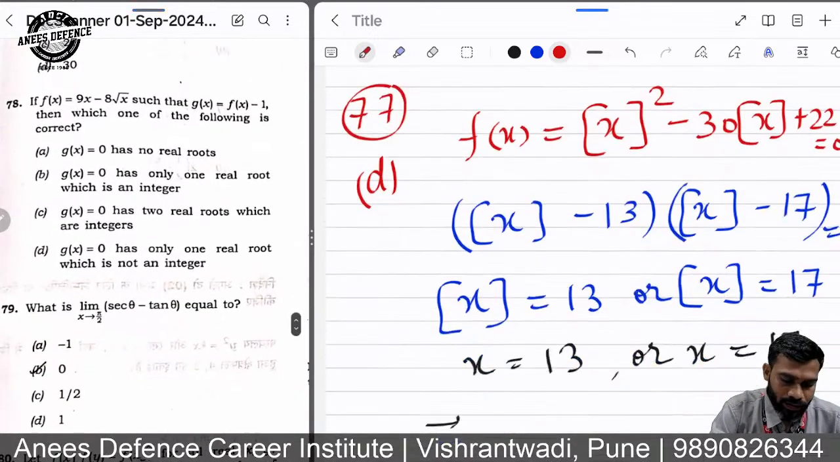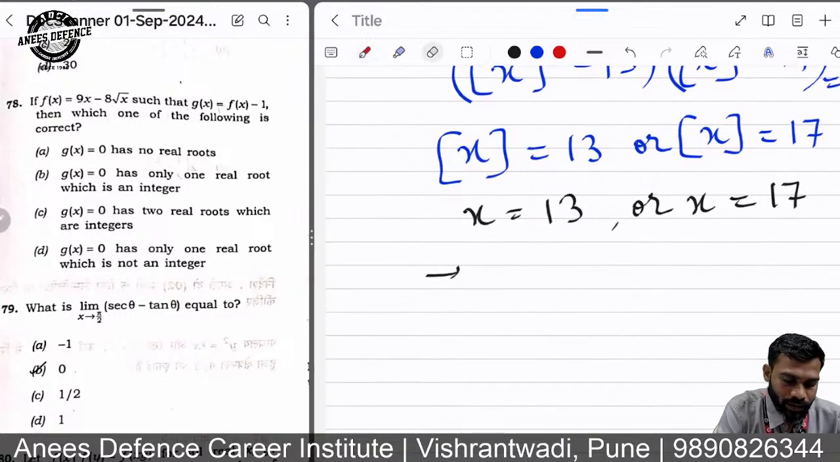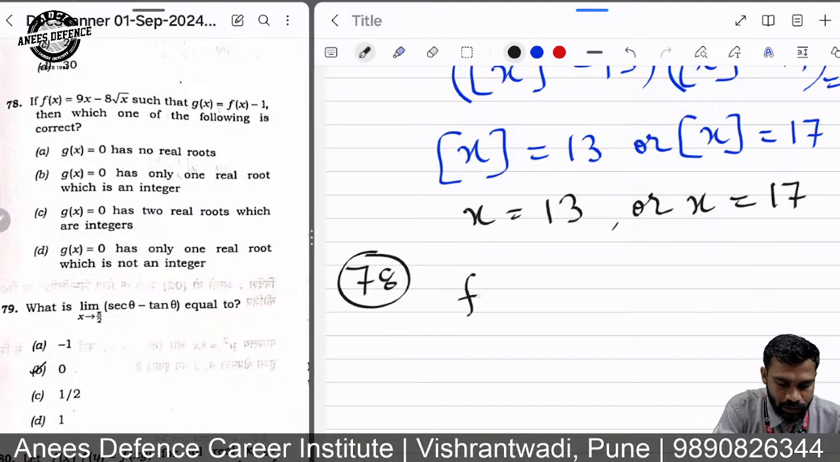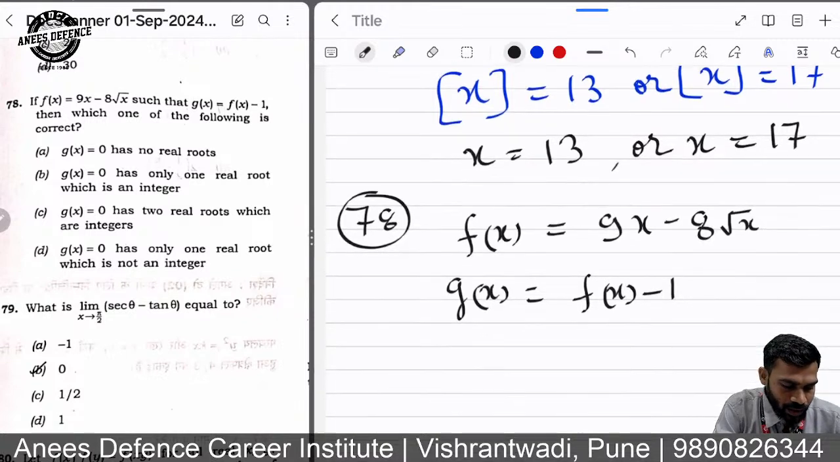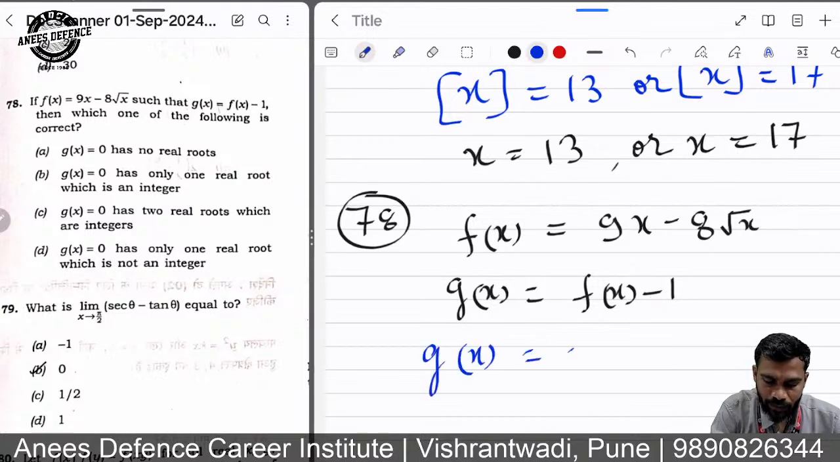Now let us try to solve question number 78. Now what is the value of f of x? 9x minus 8 root x, and they have got g of x is equal to f of x minus 1. Now they are asking about the equation g of x is equal to 0. How many roots, I mean the nature of roots, we need to find. So what will g of x be? g of x will be f of x minus 1.